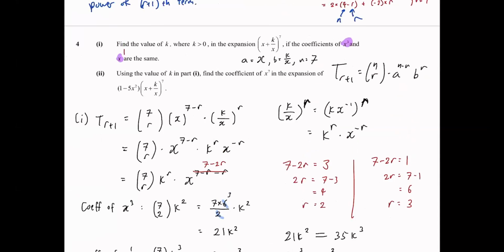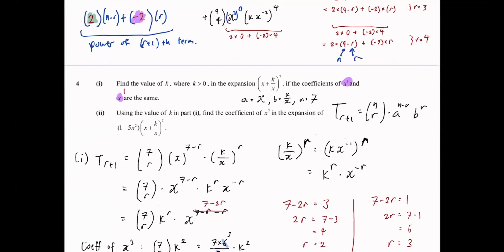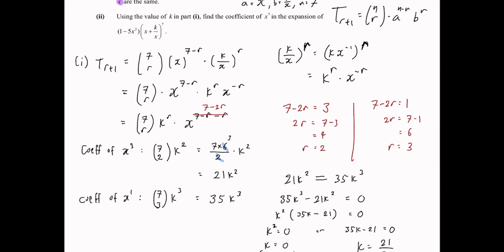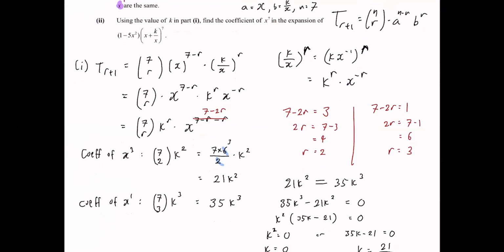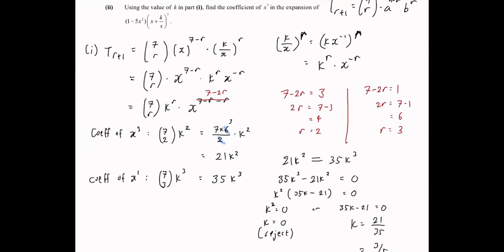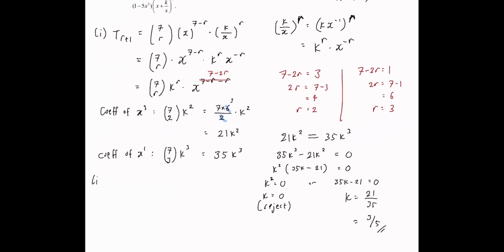Okay, good. Next, part 2. Using the value of k in part 1, find the coefficient of x power 7 in the expansion of 1 minus 5x squared multiplied by that binomial. Okay, so let me copy down the question first. 1 minus 5x squared multiplied by x plus k over x power 7, using that value of k that we found, which is 3 over 5.